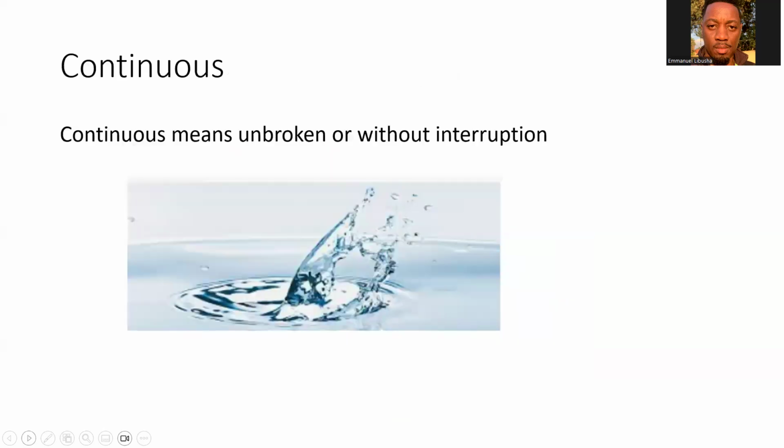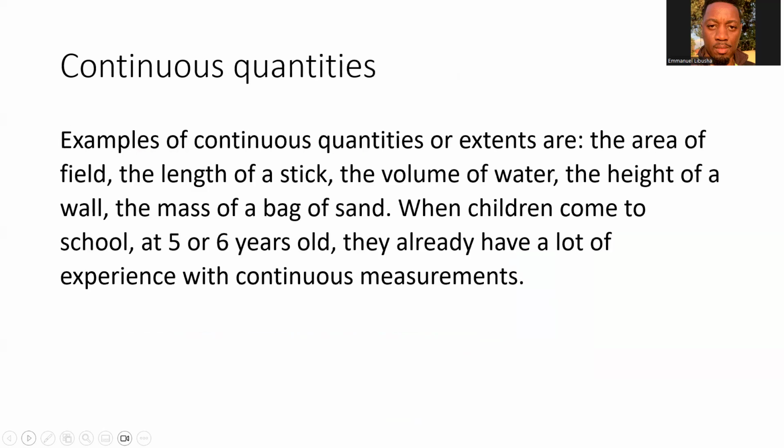Okay. Then you have the continuous attributes. Continuous means unbroken or without interruption, like water. Water just keeps flowing. You can't count waters, right? So water is continuous, and so are liquid or sand, things like those. Examples of continuous quantities are the extent or area of a field, the length of a stick. Although we can count the number of sticks, when we look at the length of one stick, it is continuous. Why? It is not broken, it's one thing. And this is where we talk about the concept of measurement as well.